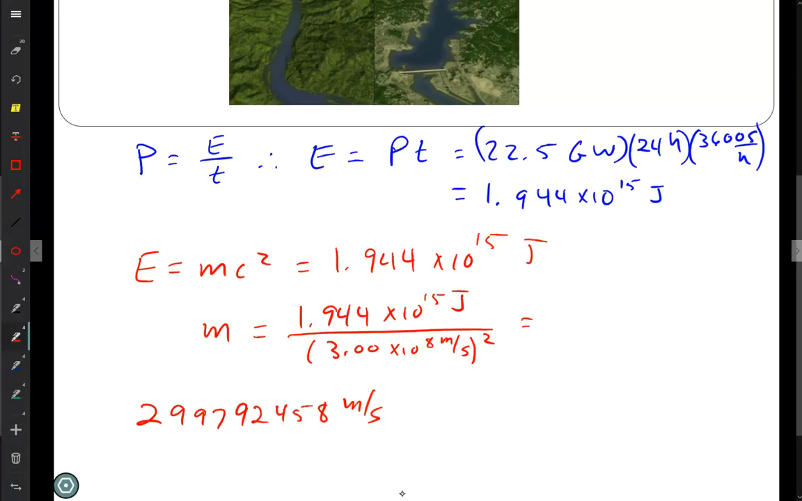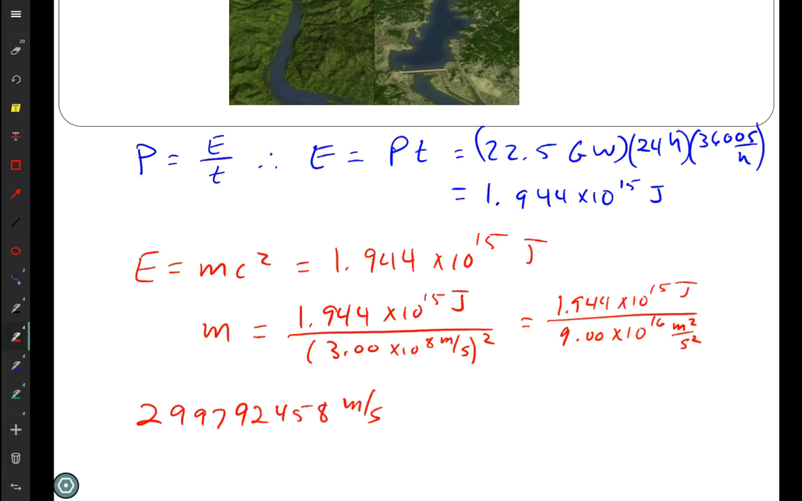So between friends, 1.944 times 10 to the 15th joules divided by 9.00 times 10 to the 16th meters squared per second squared. I squared 3 in my head because I got that kind of skill. Well, that is going to be somewhere along the lines of 0.2. Is that right? No. It's smaller than that. It's like 0.02.